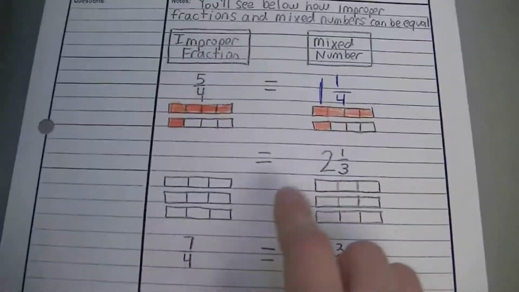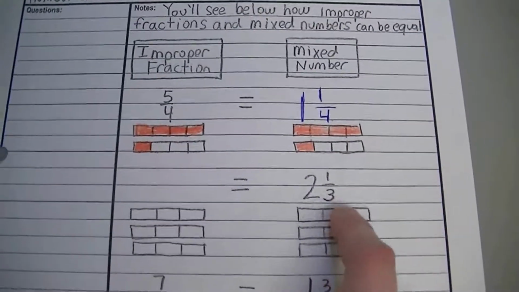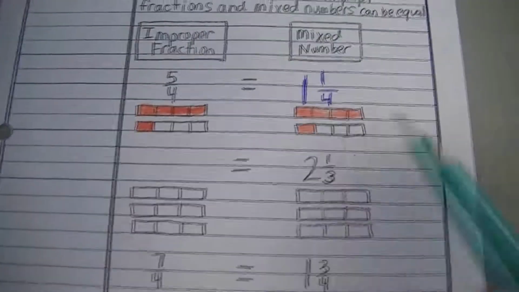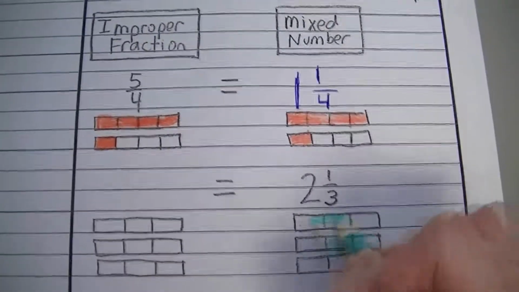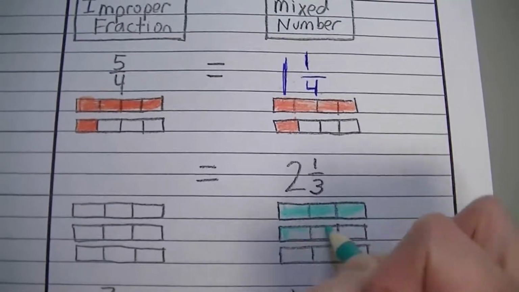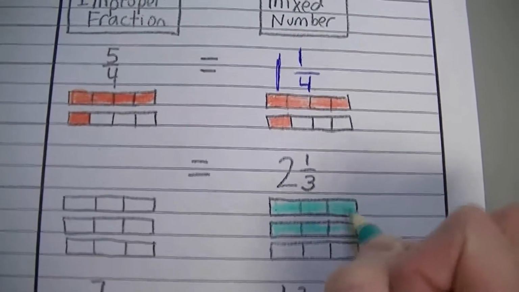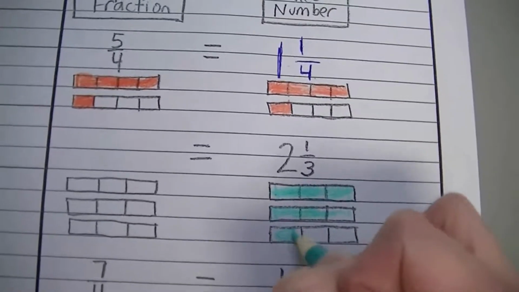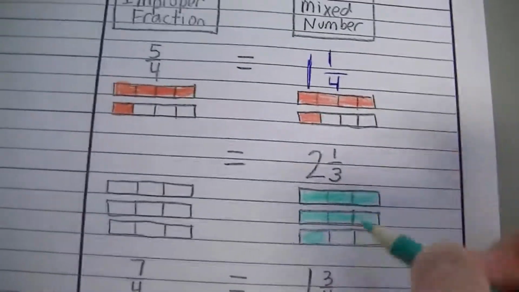Okay, so this next one, I'm giving you the mixed number. So we're going to go ahead and shade that in, the 2 and 1/3. So you're going to have 2 wholes right there. And then the 1/3. So that right there is 2 and 1/3.